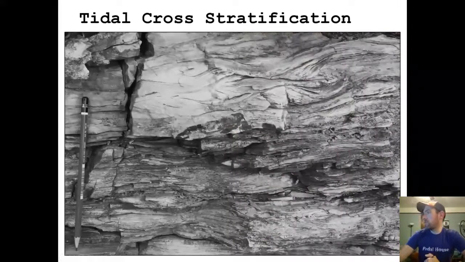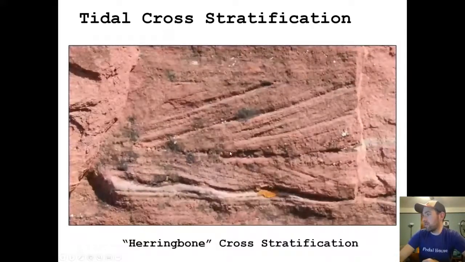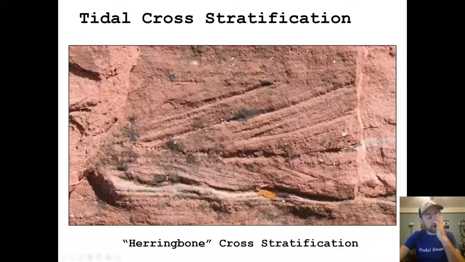So here's some great examples of this. This is from Arkansas, a photo that I took. You can see in this case that there's tidal cross stratification that's going in both directions. Down here there are mud drapes. Here's some great mud drapes forming some couplets here, and so forth. Okay. Here's some herringbone cross stratification from Colorado. Again, you can see that the reversing direction of tides is playing an influence here.